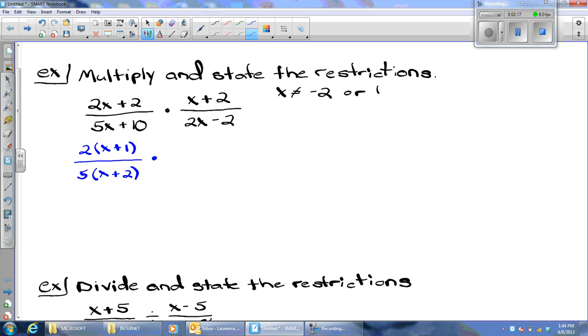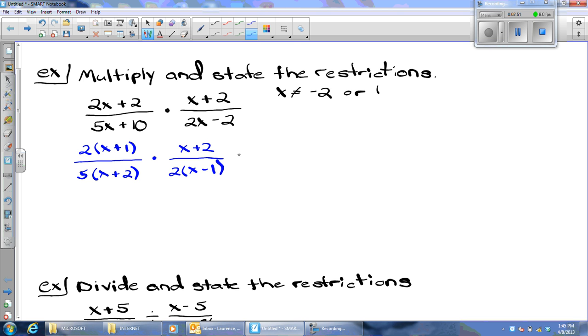Okay, keep that multiplication there. And then I have an x plus 2, and I'm going to factor out a 2 here too. So I'm left with x minus 1. Now I can see that I have an x plus 2 in the numerator and an x plus 2 in the denominator. Like when we simplified, x plus 2 over x plus 2 is just 1.